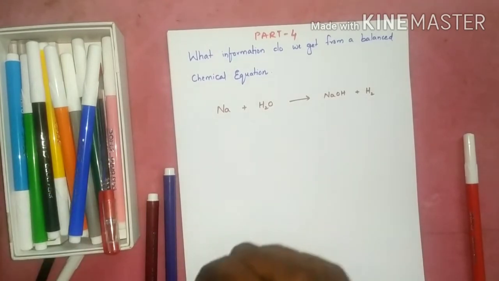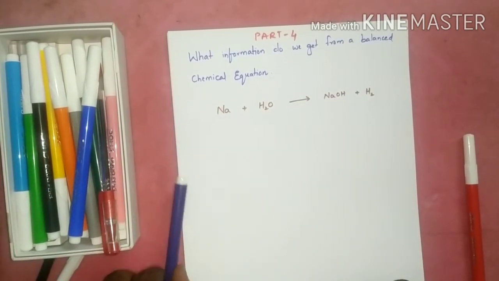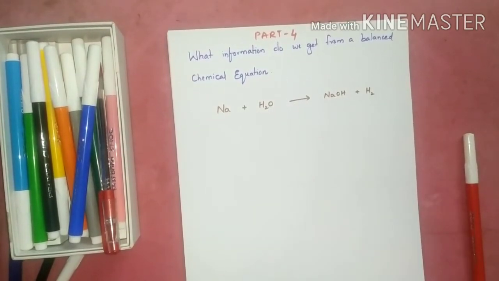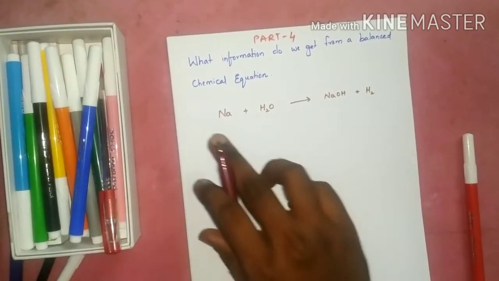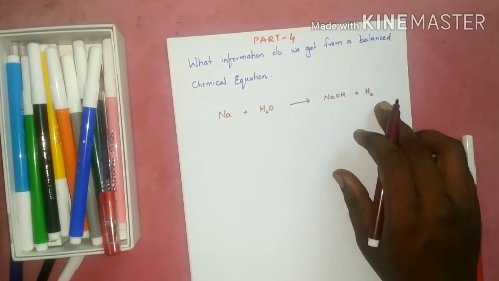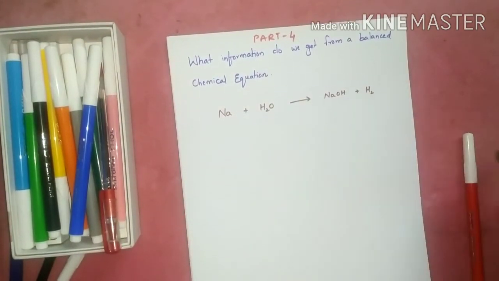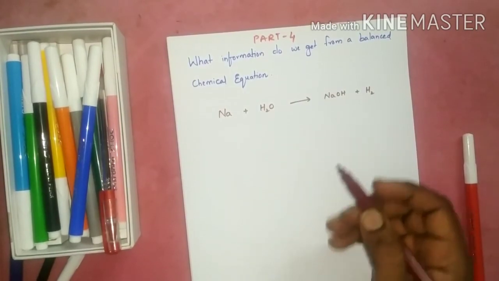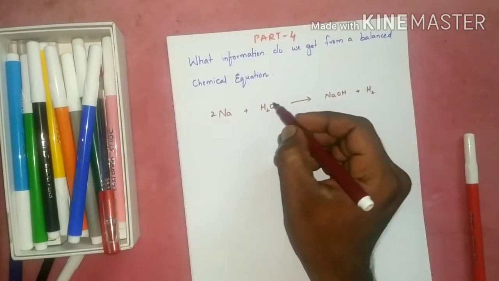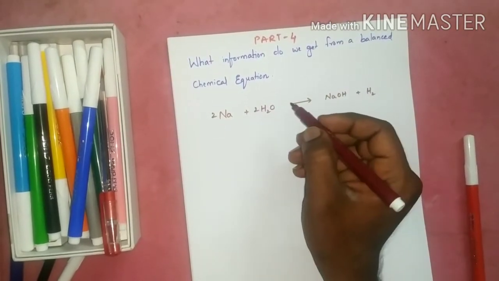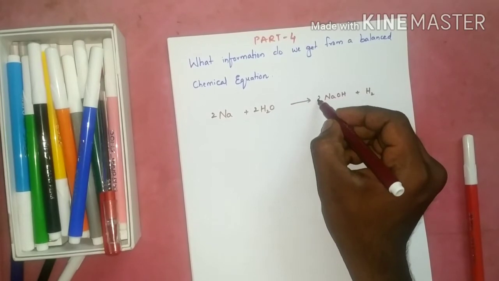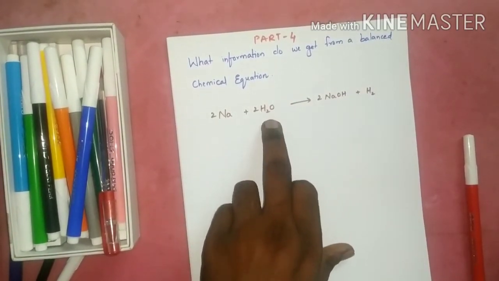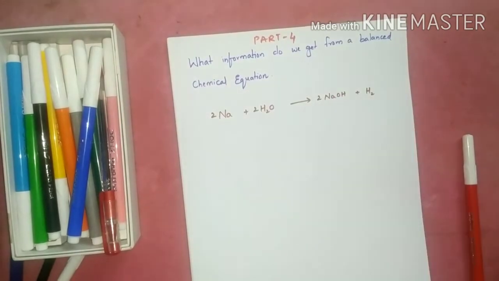See here, there is an equation. Sodium granules are added to water, and we get sodium hydroxide and hydrogen gas. Here this equation is unbalanced. Let us balance this equation. To balance it, multiply the sodium by 2. We have already discussed balancing of equations, so you need not spend time on this. 2 Na, 2 H2O, 2 NaOH and H2.